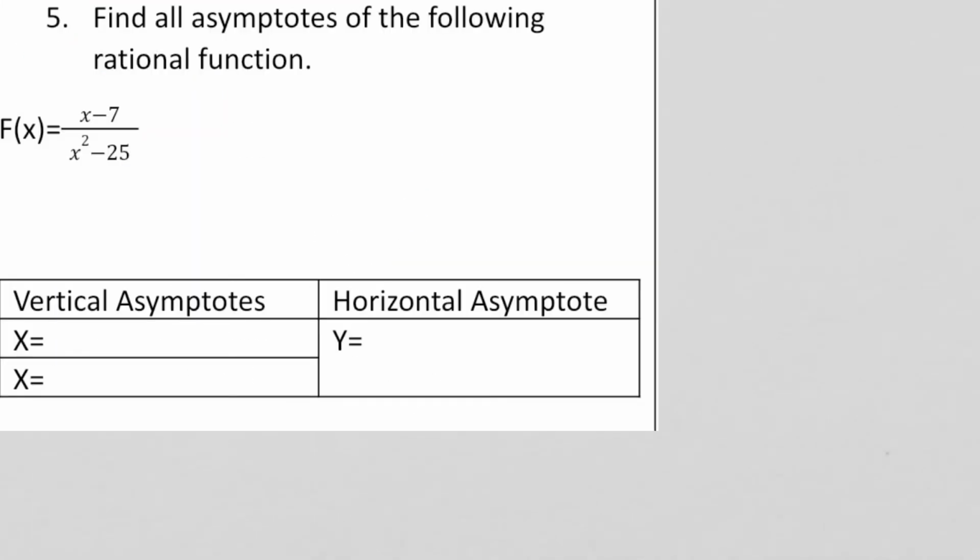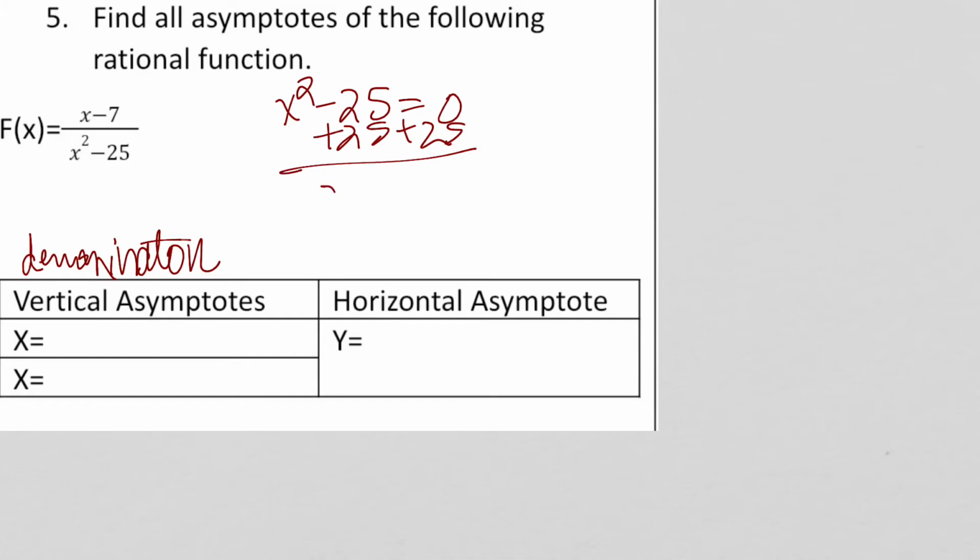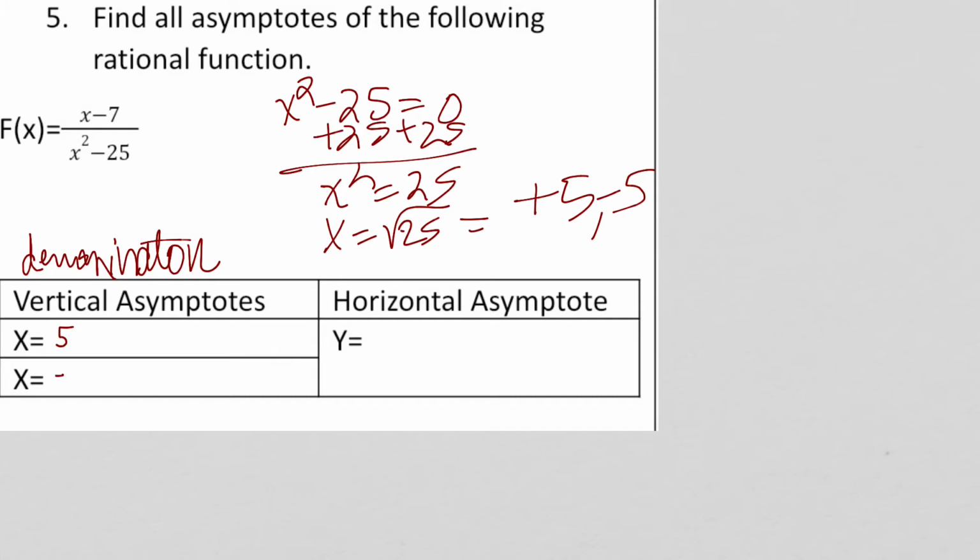Okay, for number 5, we're looking for asymptotes. All right, so let's talk about our vertical asymptotes. For vertical asymptotes, you're only looking at your denominator. We would have to go ahead and solve for this. So this denominator is x squared minus 25. Make it equal to 0. Solve it for x. I have 2 possible solutions here because the square root could be a positive 5 and a negative 5. So I have 2 vertical asymptotes at 5 and negative 5.